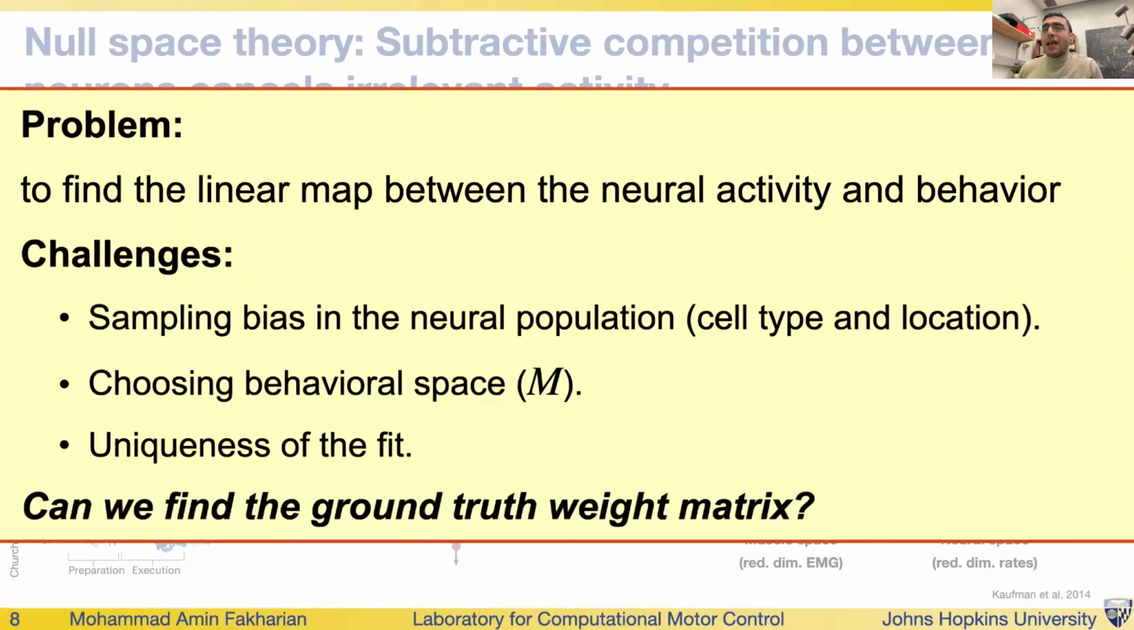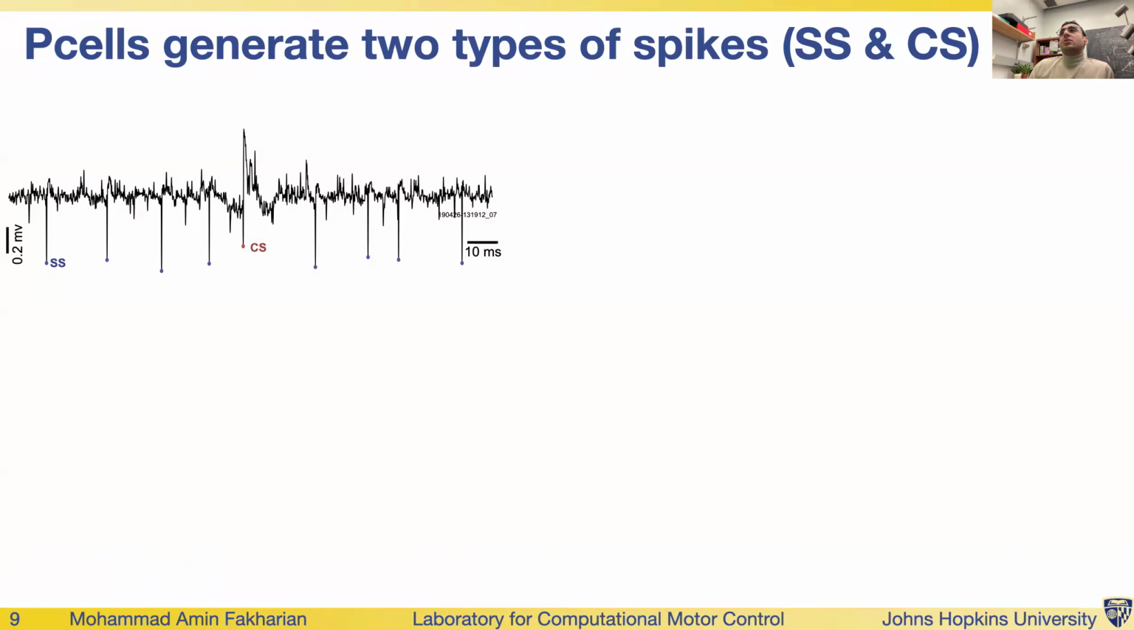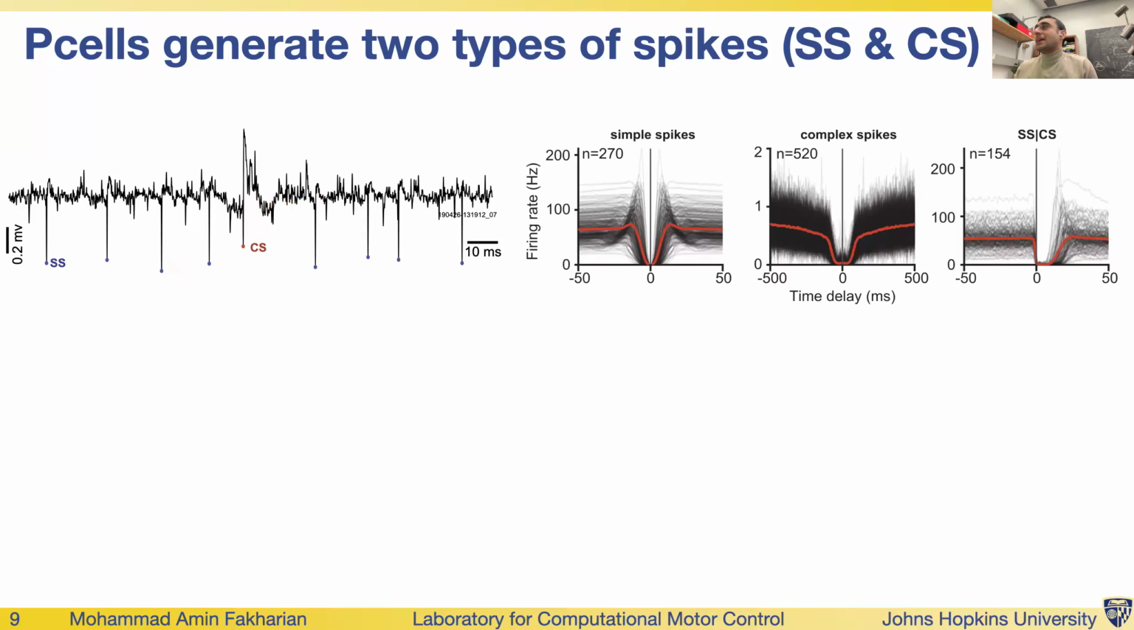The question that we are trying to answer here is: can we find a ground truth weight matrix or not? Actually, in the cerebellar cortex, we are blessed to have the climbing fibers and complex spikes, which have shown us that it might be possible to estimate the weights without fitting a regression. So this is a recording from a Purkinje cell, and as you can see, the Purkinje cell is generating simple spikes and complex spikes. And usually a pause in the simple spike is followed by the complex spike. And that is how we detect the Purkinje cells.